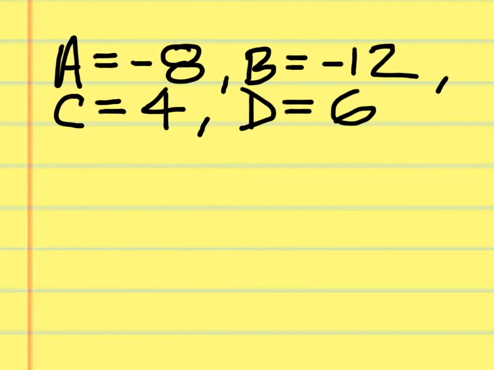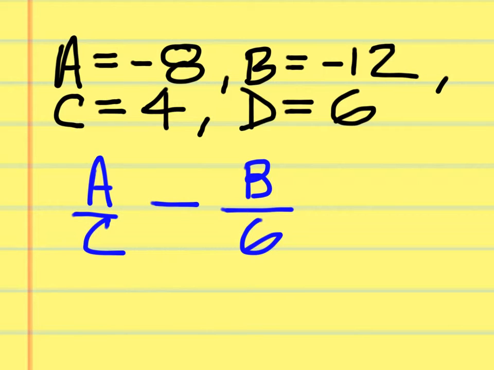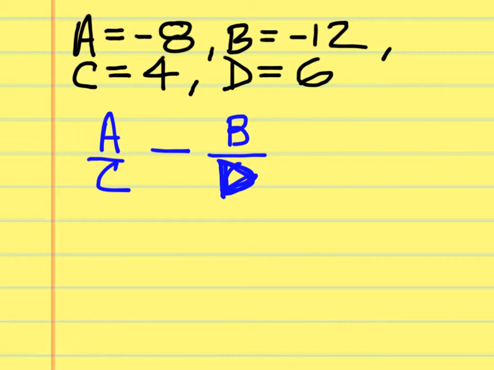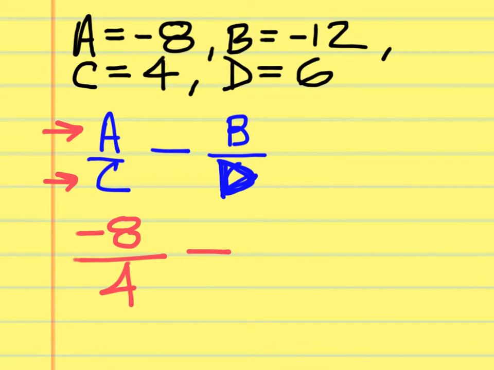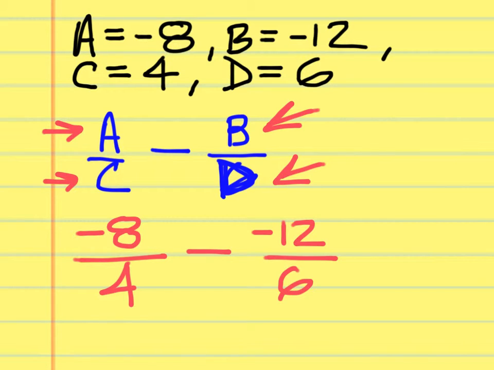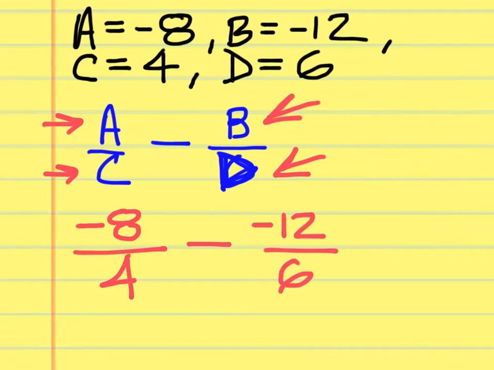In this problem, you have the same values for A, B, C, and D, but now it's a different problem. A over C minus B over D. D is 6, but we'll still make it a D to start with. Plug in what you know. A is negative 8. C is 4. Put the minus sign down. And then you have B. B is negative 12. D is 6. Simplify your problem first. You cannot do subtraction until you do the two division problems.